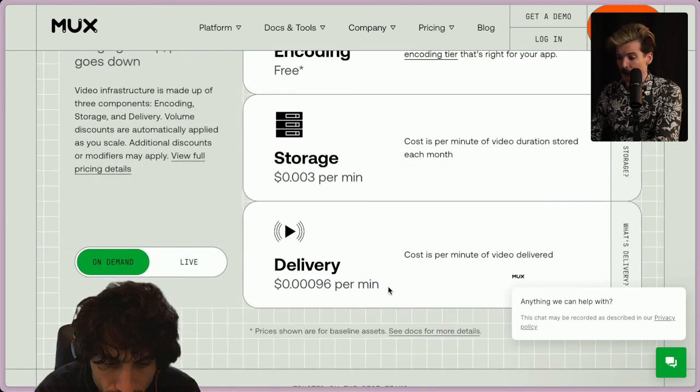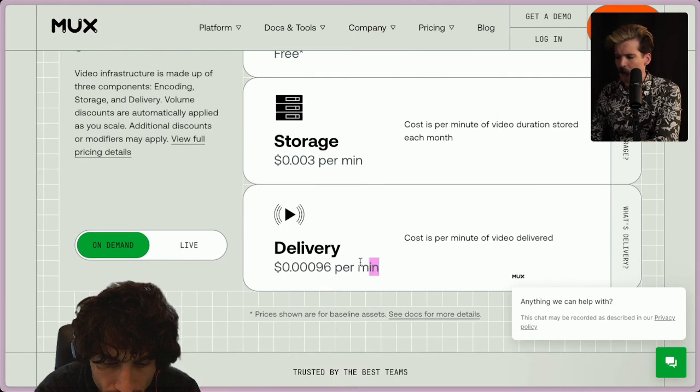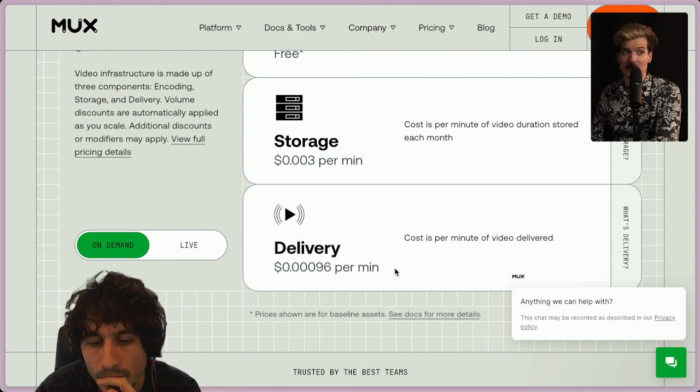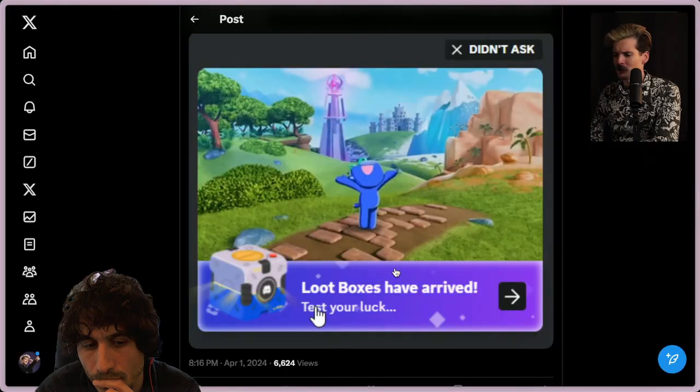Their pricing here is totally fair, but if you're delivering video to hundreds of thousands, if not millions of people, this is expensive. And that's why Discord opted out of doing this. Because if they want to have a ton of people playing this video at once, that's not cheap. In fact, that's quite expensive. And they chose to not do that.